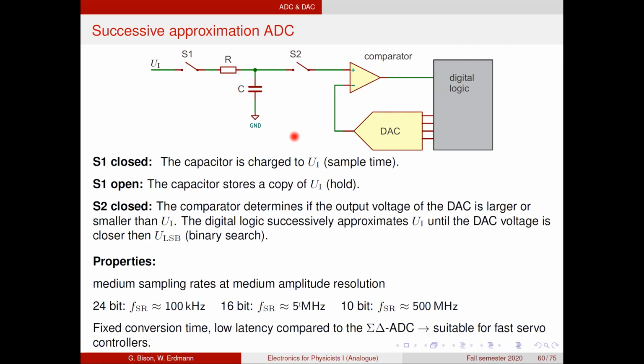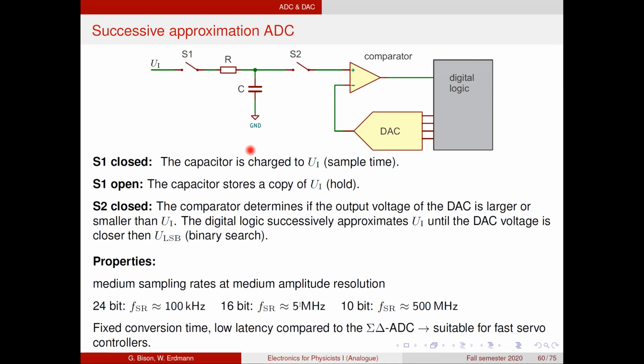And so if you want to do 24 bits of resolution, typical sampling rates are on the order of 100 kilohertz. If you want to do 16 bits, you can get several megahertz. 10 bits, several hundreds of megahertz.